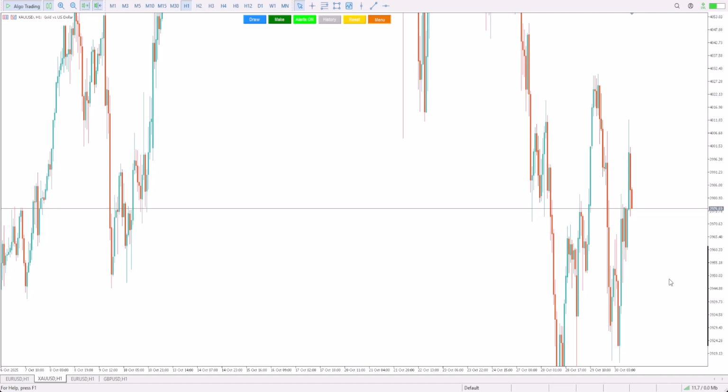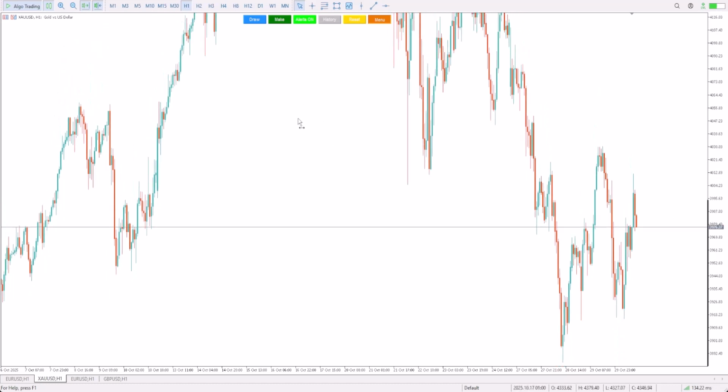It doesn't matter what system you use. Maybe you use support, resistance, ICT, SMC, trend lines, or a custom system, it doesn't matter, because this integrates with the native MetaTrader 5 elements. Let me actually show you in action.